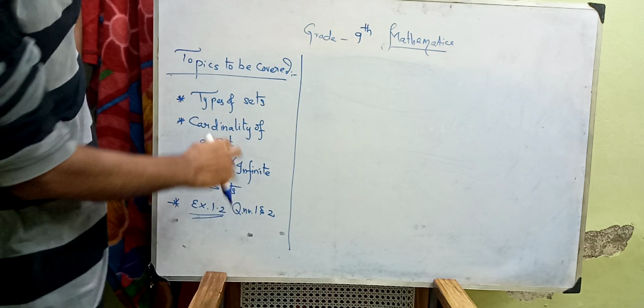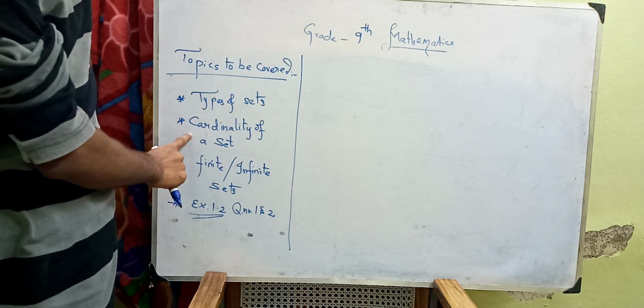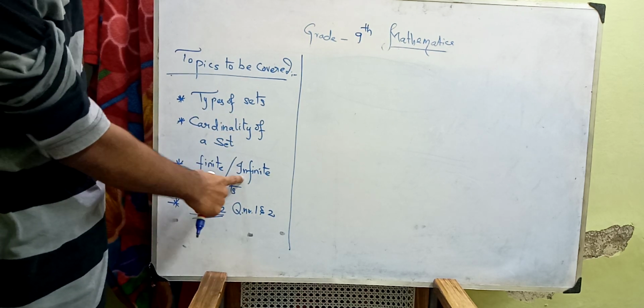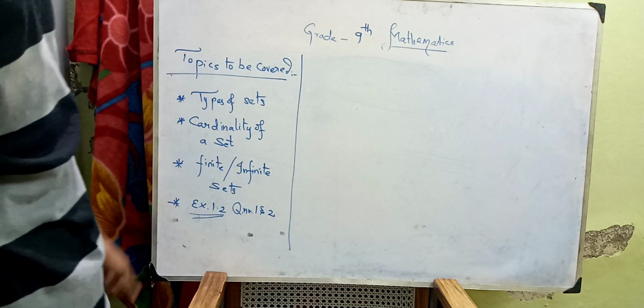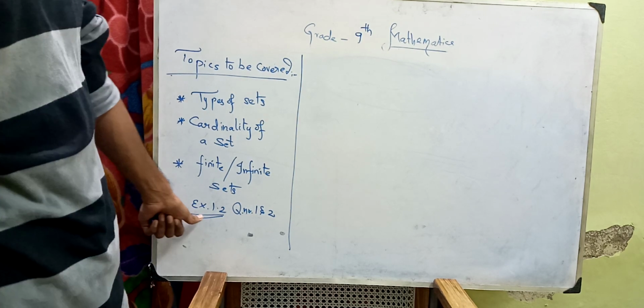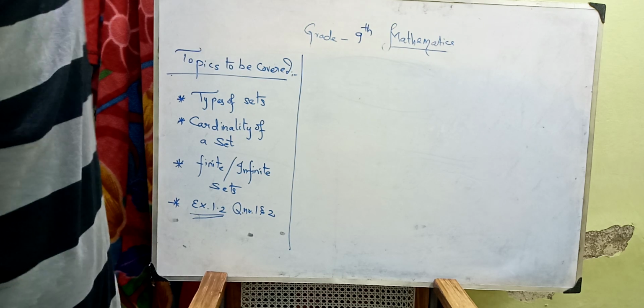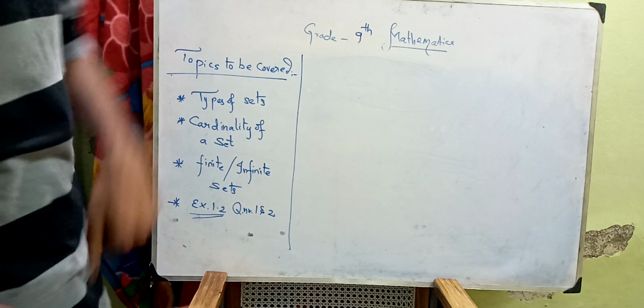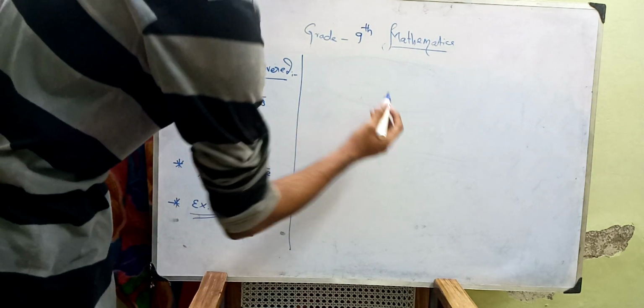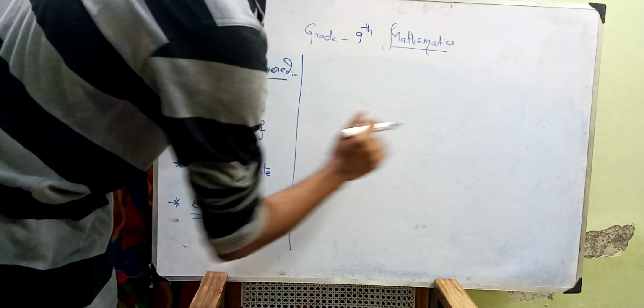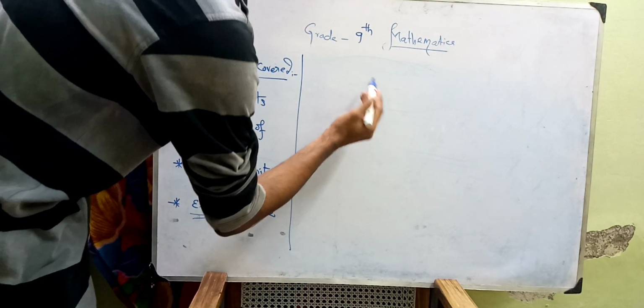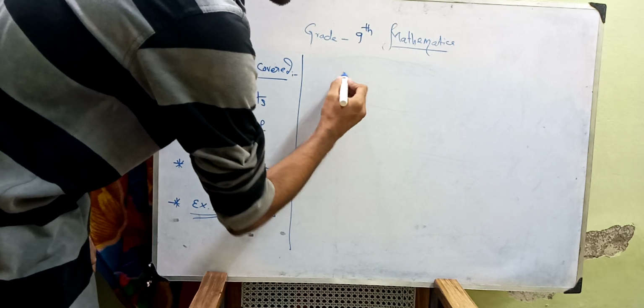Today we are going to see types of sets in chapter 1, set language. Topics to be covered here are types of set, cardinality of set, finite and infinite sets. Then lastly we will cover exercise 1.2, questions number 1 and 2. Before going to types of sets, first I would like to go over numbers.